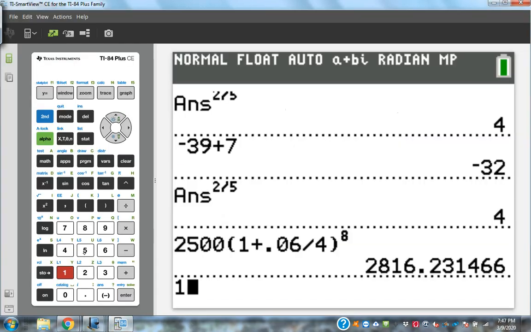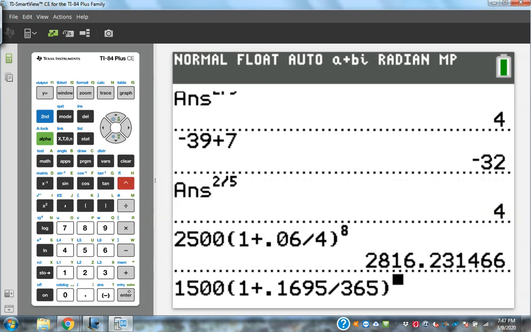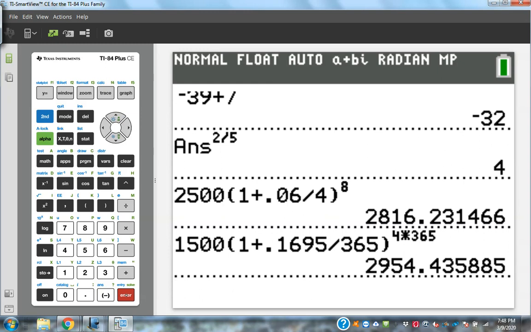So we're putting that money in there. 1,500. 1 plus 0.1695 divided by 365. Close the parentheses. And I'm not going to do the math. 4 times 365. I'm just typing that in there. In 4 years, I now owe almost twice that. Instead of $1,500, I owe $2,954, and they'll round it up because you're owing them money.